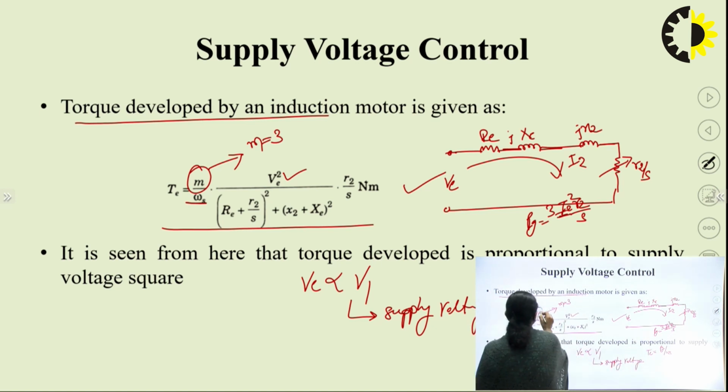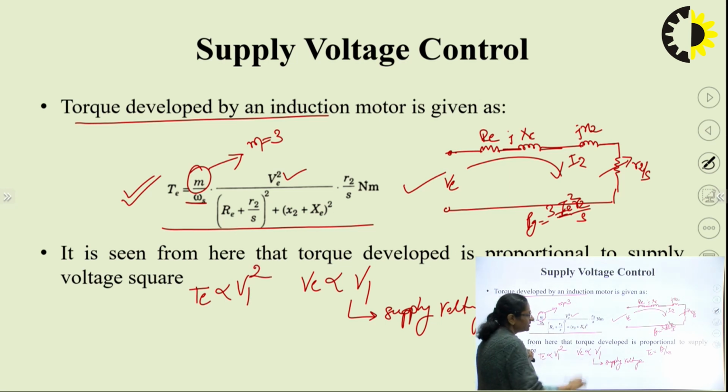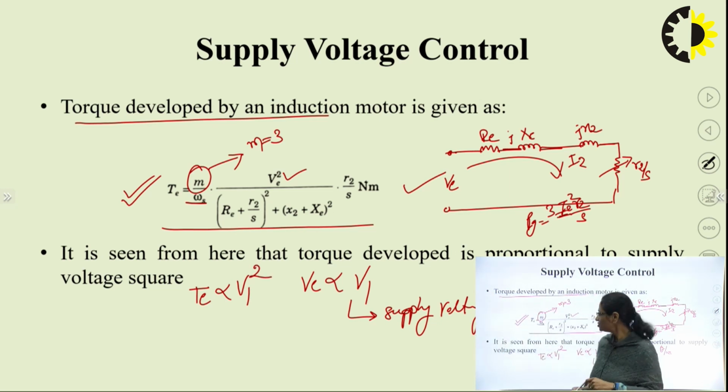So what we can see from this particular equation, how the torque is getting affected by the voltage, we can see that TE, which is the electromagnetic torque developed by the motor, is actually proportional to the supply voltage square, or I can write it as V1 square, right.